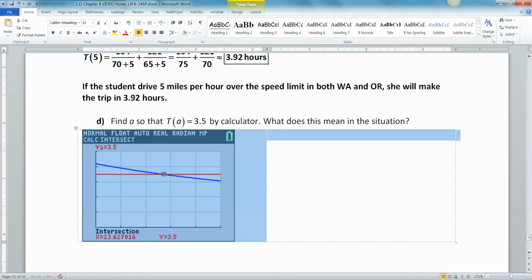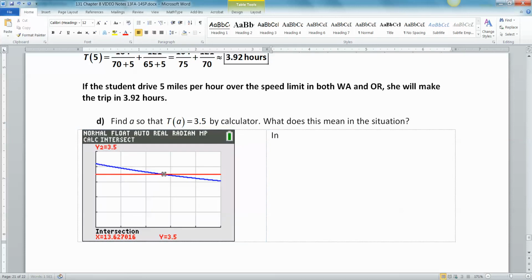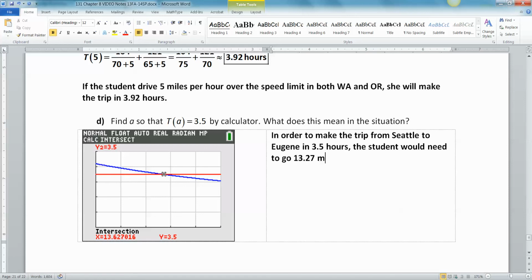All right, now what does it mean? In order to make the trip from Seattle to Eugene in 3.5 hours, the student would need to go 13.27 miles per hour over the speed limit in both states. Done.